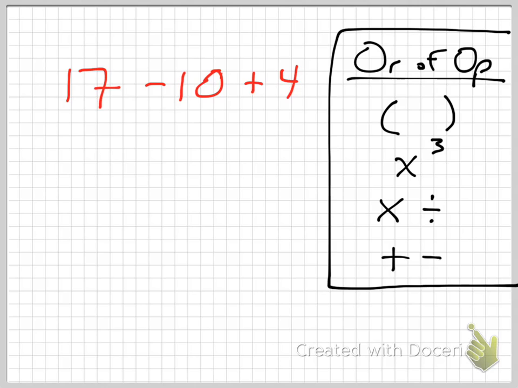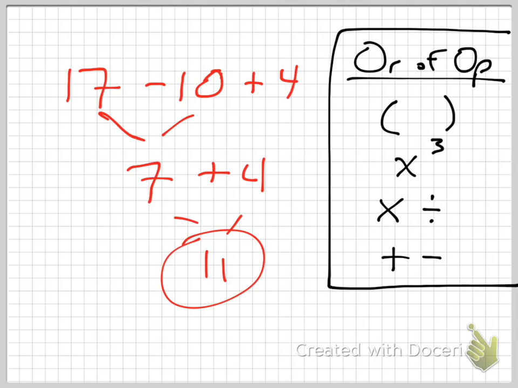Which one's more important, add or subtract? They are equal to each other, just like multiply and divide. They are equal to each other, right? Therefore, you simply go left to right. Does that make sense? 17 minus 10 is 7. Bring down this, 11. Make sense?